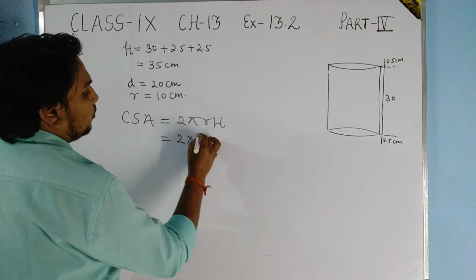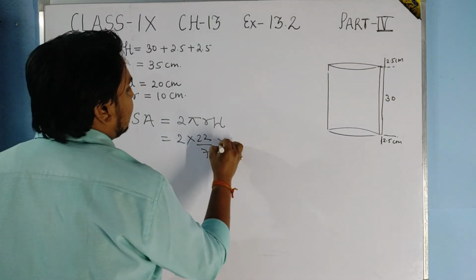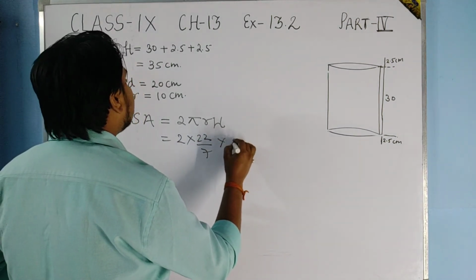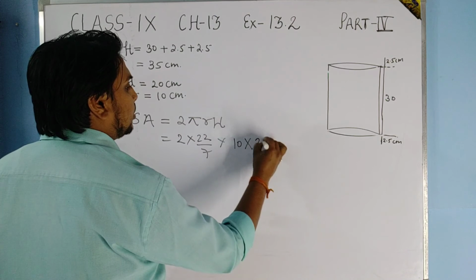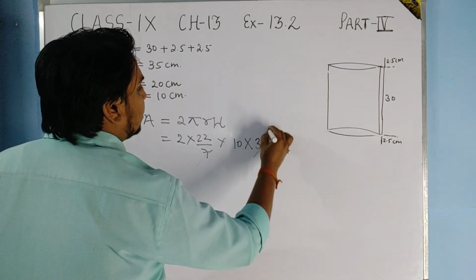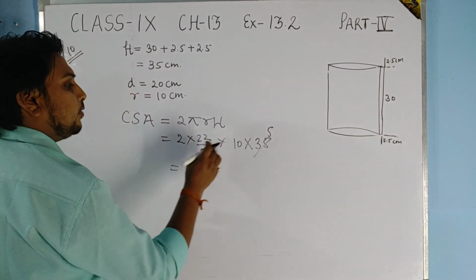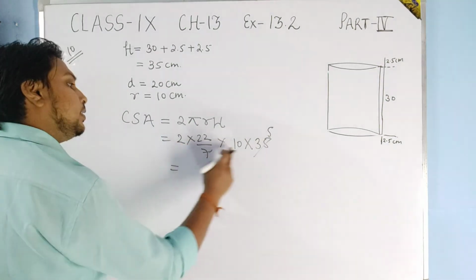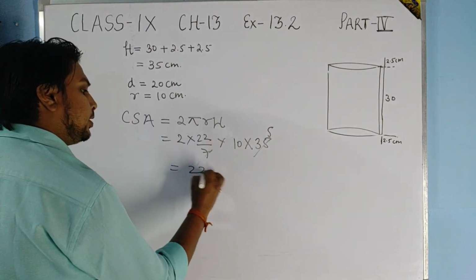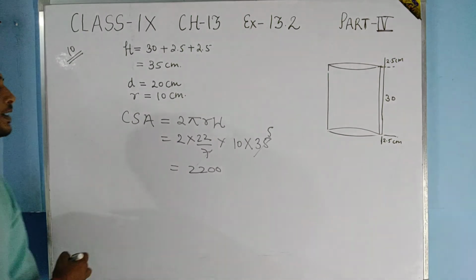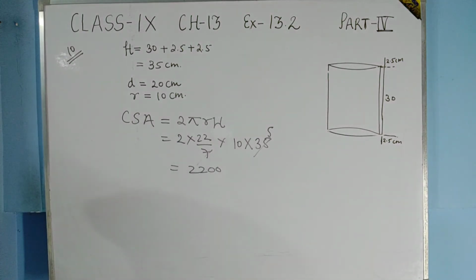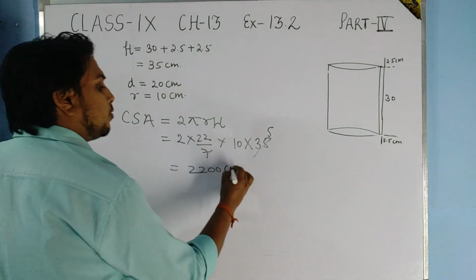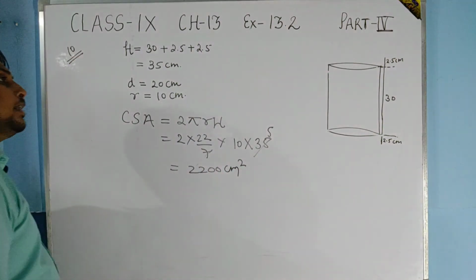So it is 2 into 22 by 7. R is what? R is 10 and h is what? 35. So 7 5s are 35. Okay, so it will be 5 2s are 10, 10 10s are 100, so it will be 2200 centimeter square. Okay, so 2200 centimeter square of cloth is required to cover this lampshade.